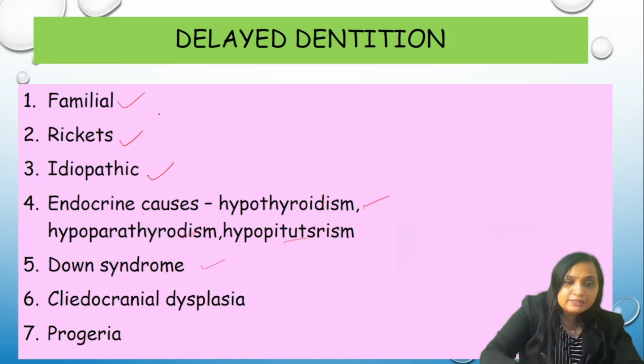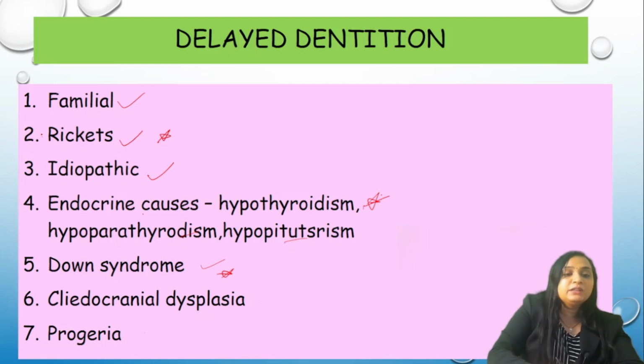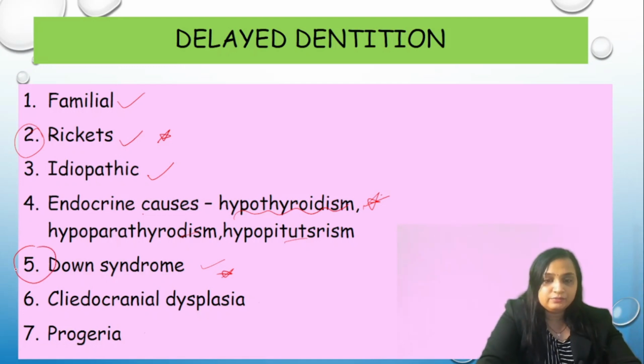Here, from an exam point of view, rickets is very important, hypothyroidism is important, and Down syndrome is important. These are for you to remember as causes of delayed dentition.